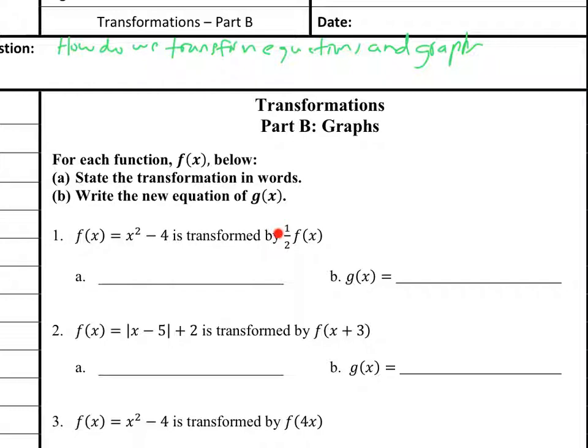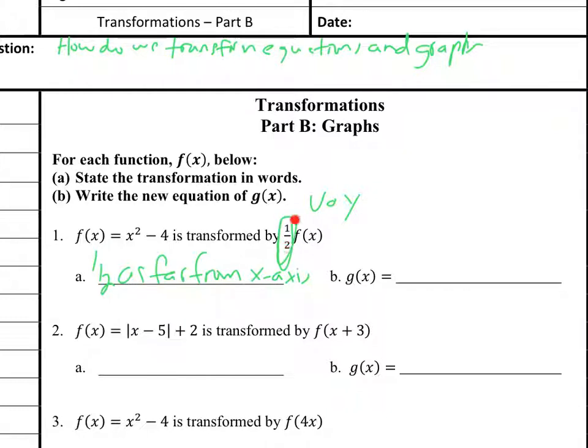So this 1/2, we are going to be using void. Why are we using void for this one? Because it's outside of the parentheses. So this is going to be half as far from the x-axis. This is going to be affecting the y's, so that means we're moving away or towards that x-axis right there. So what does that 1/2 do?